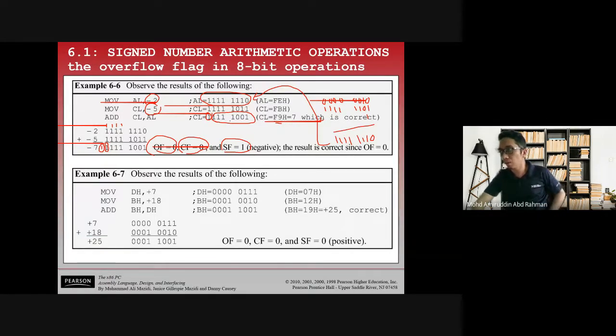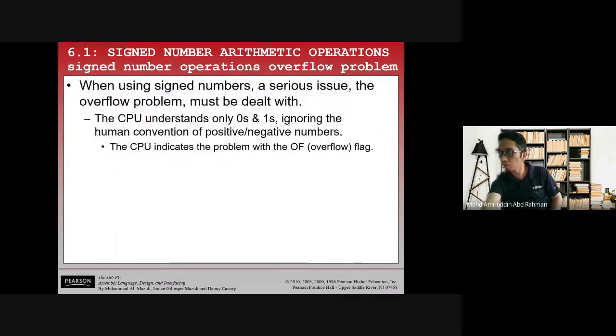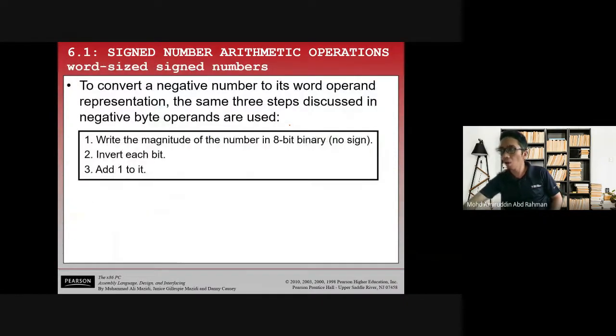How do you know if it is 7? If you want to invert that, this is the rule, as I mentioned before. Write them in binary, invert each bit, and then add 1 to it.